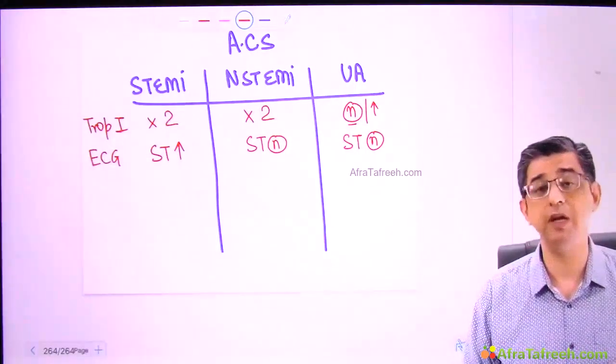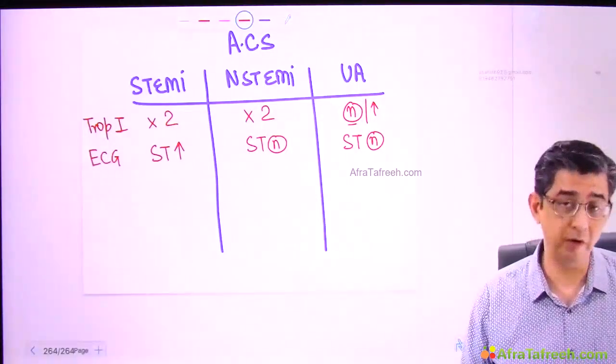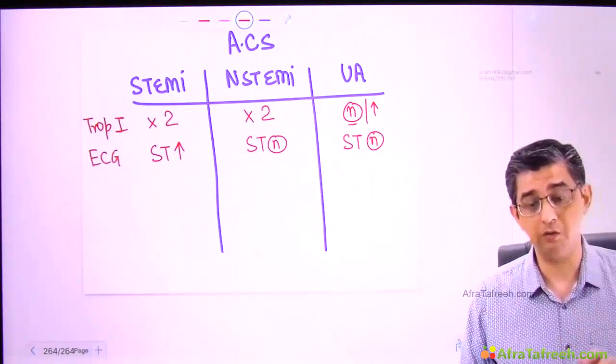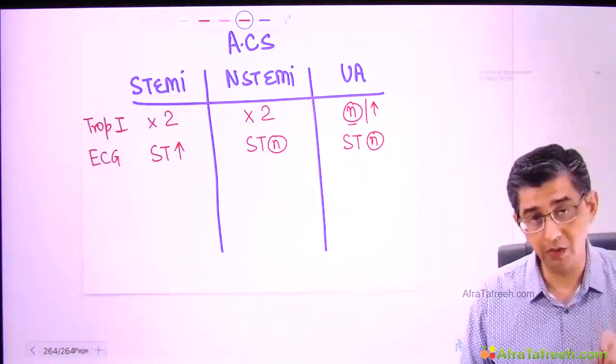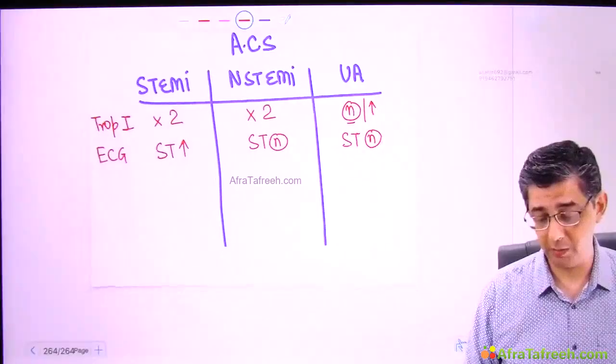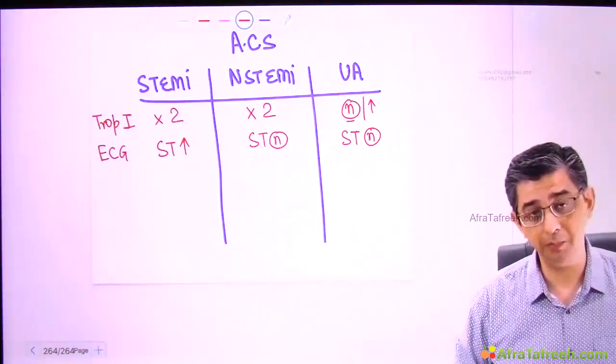I repeat once again, why they're given normal is because though yes, perforators are blocked, so some amount of necrosis is occurring, but that necrosis amount is limited, so the detection by whatever kit that you're using, the problem is of the kit per se, that it is not able to have a proper sensitivity. So troponin I values in unstable angina can be normal.